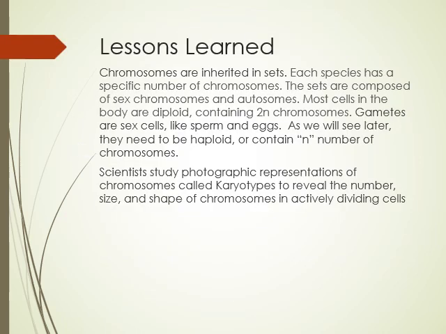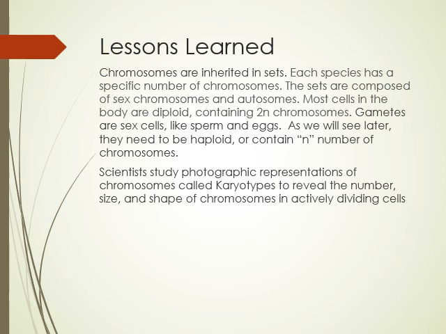We've now learned how to interpret chromosome sets. And chromosomes in eukaryotic cells are inherited in sets. Each species has a very specific number of chromosomes to it, so all humans have 46 total chromosomes. And those sets are comprised of both sex chromosomes and autosomes. Sex chromosomes determine your biological sex. Autosomes are all of the other chromosomes.